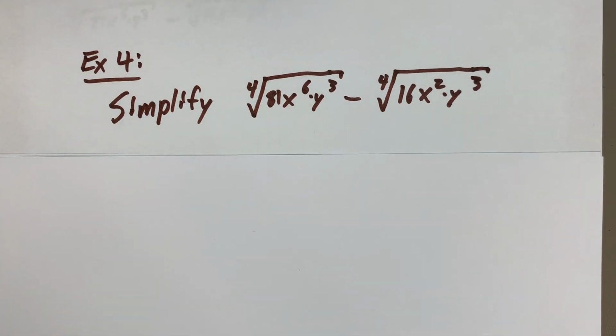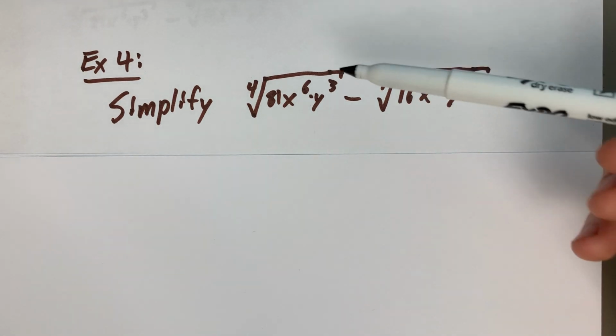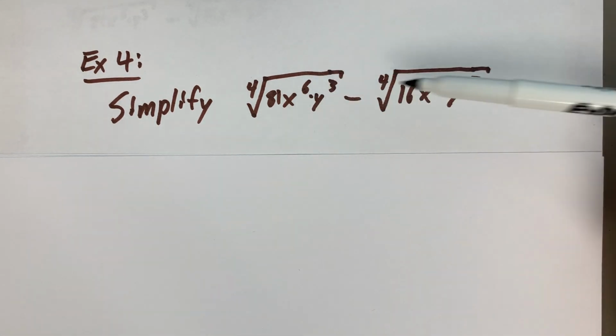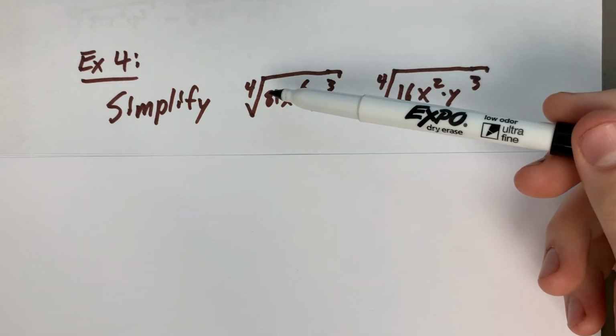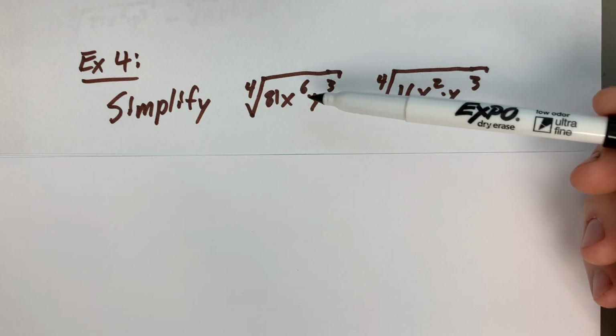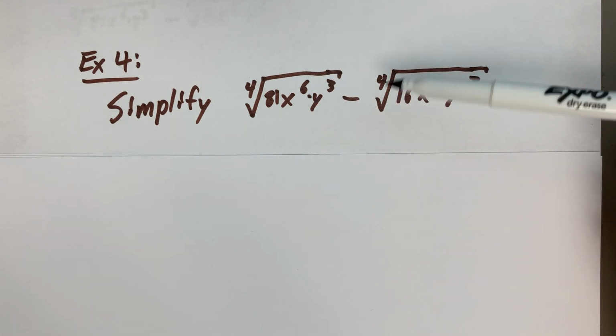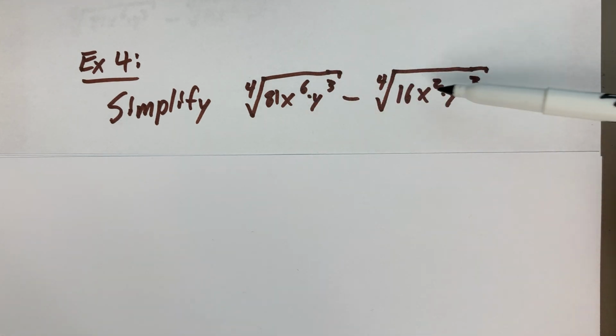So this video is going to continue on with our set of examples on how we handle addition and subtraction of radical expressions. So we're looking at the quantity fourth root of 81x to the sixth times y to the third minus the fourth root of 16x squared times y cubed. So how do we go about simplifying this?